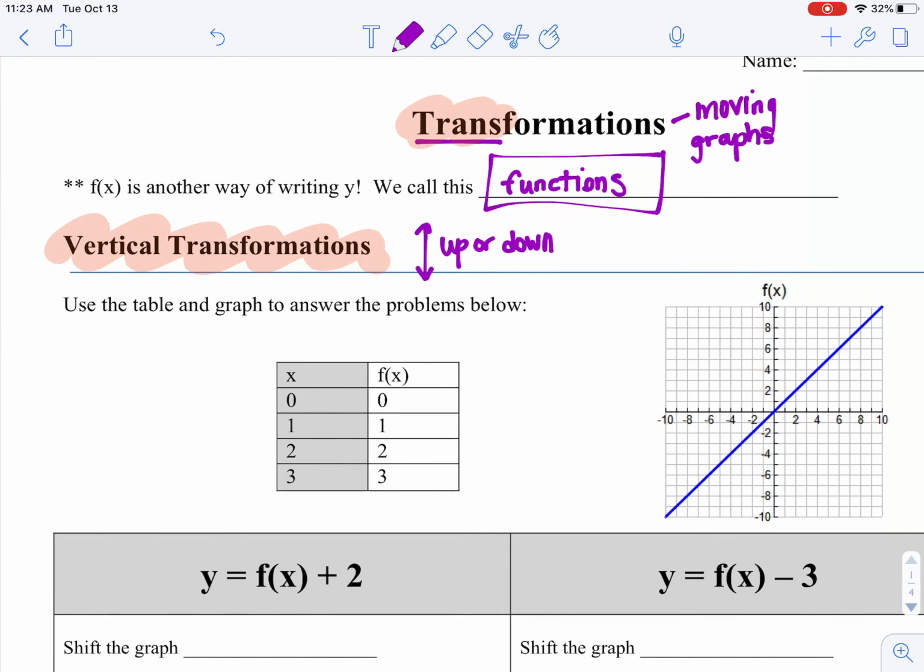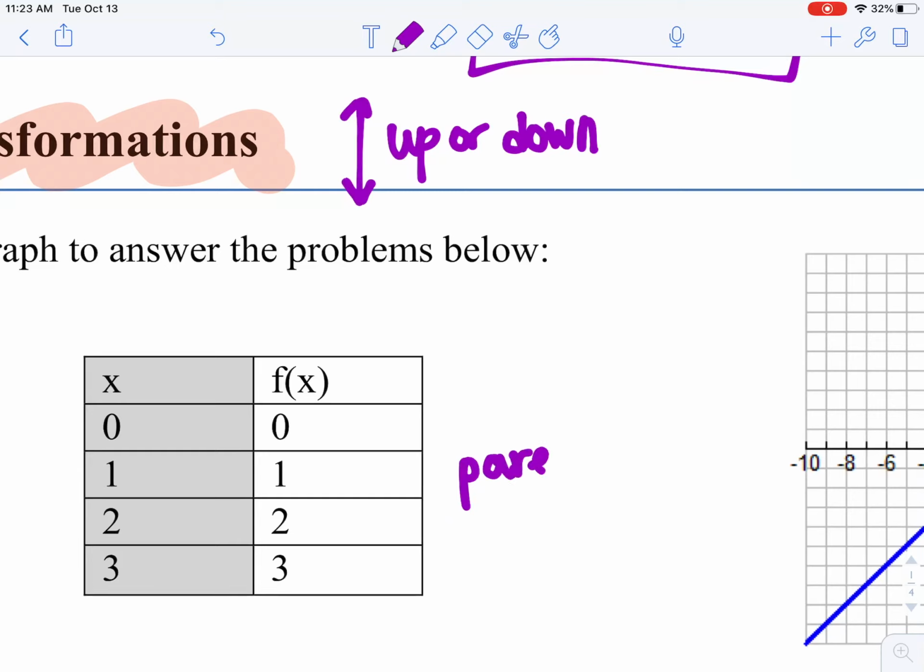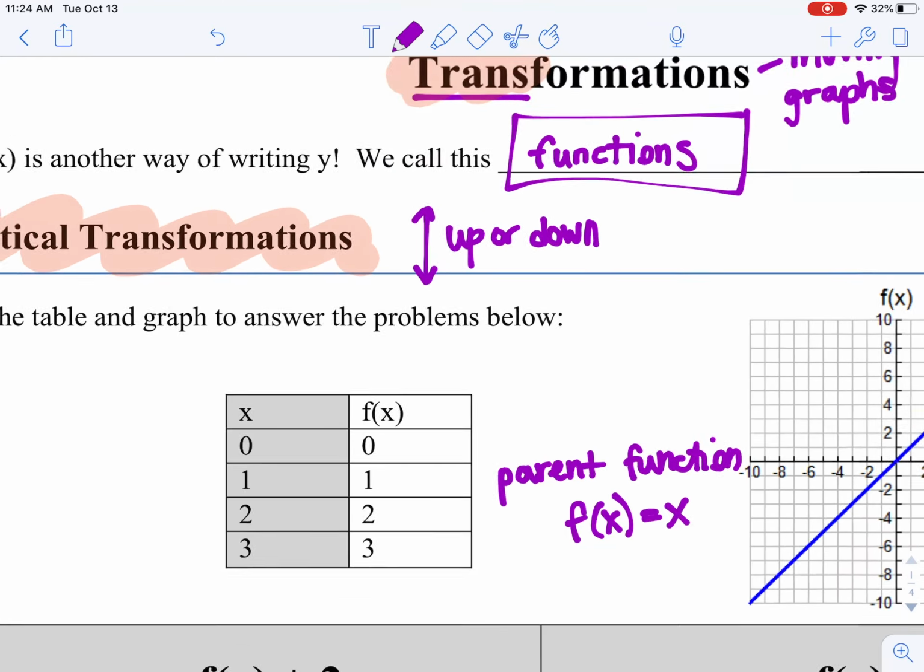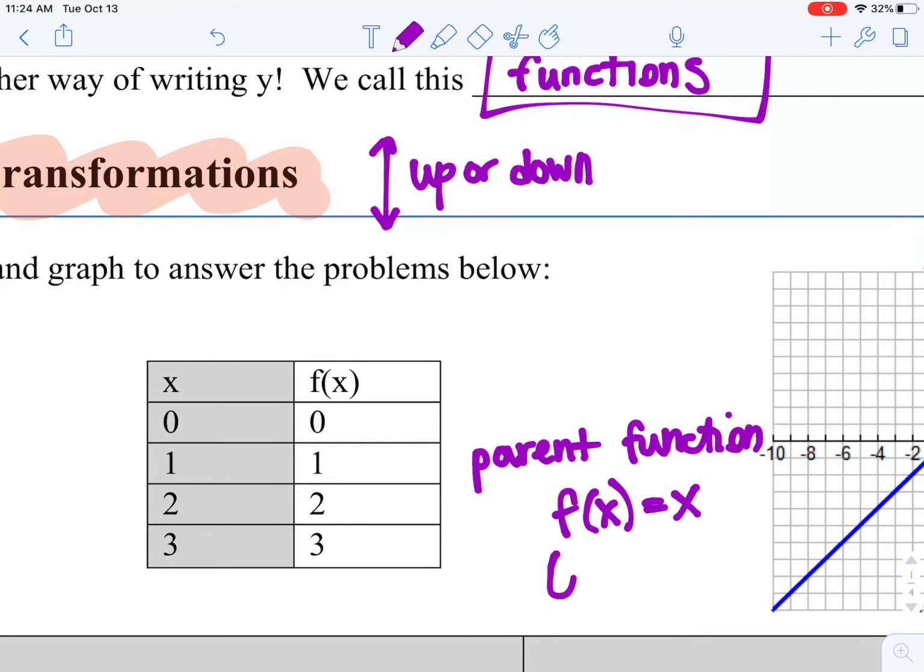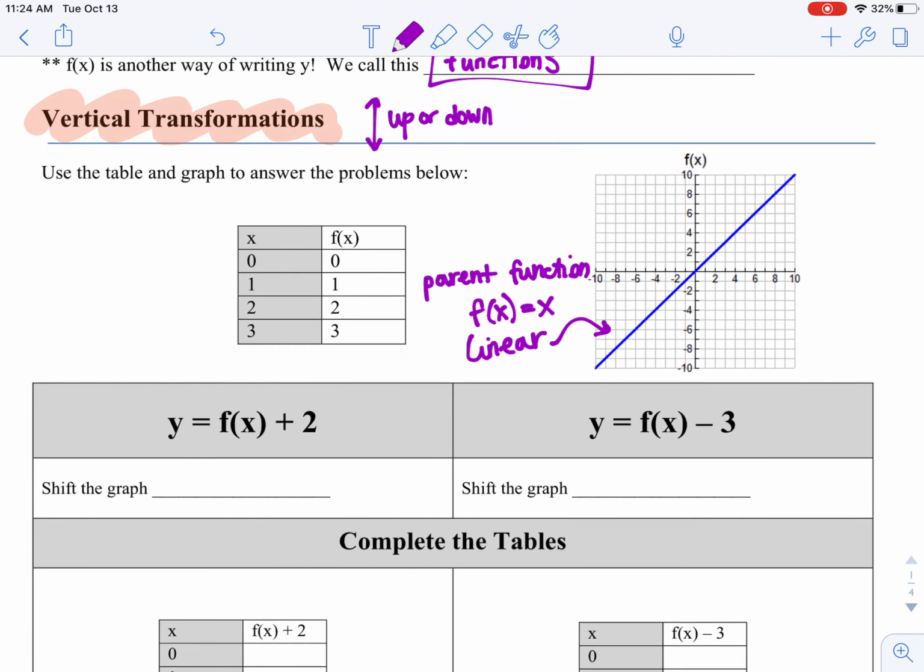So vertical transformations are moving up or down. It says use the table and graph to answer the problem below. So when we plot these initial points, we are plotting what we call a parent function. And the parent function for this is f of x equals x. And that gives us a linear graph that we can see there. Okay, that's our main graph.